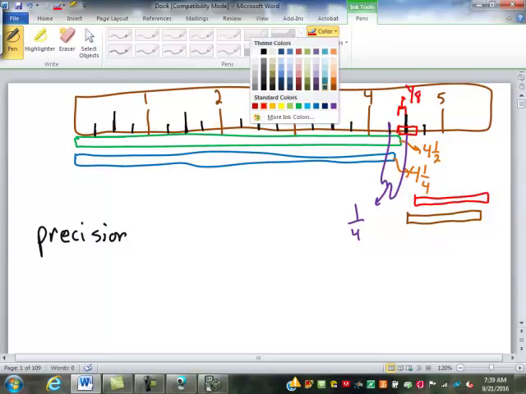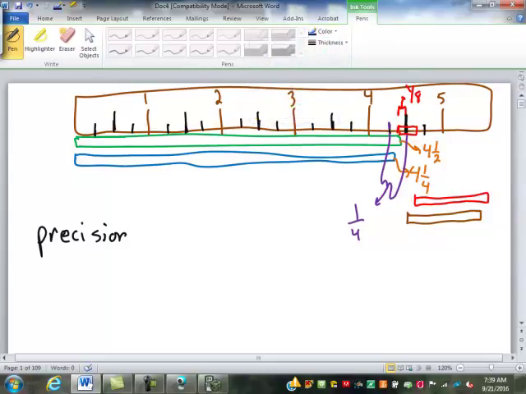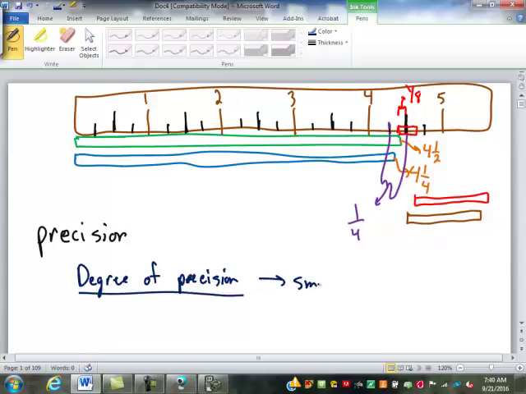So we're going to use those to define a couple things about our measuring device. Something called the degree of precision. Again, the degree of precision is also describing its ability to distinguish between similar objects. The degree of precision is the smallest division. So on this measuring device, that degree of precision is the 1/4 unit.